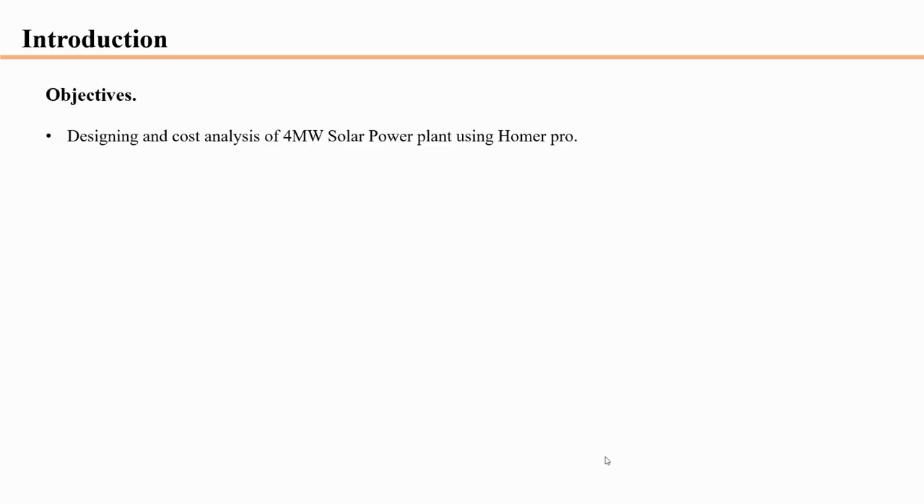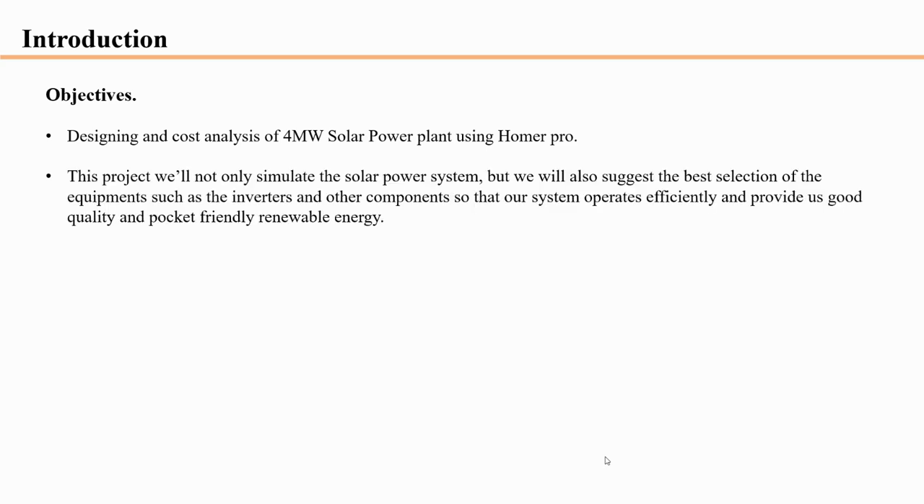The main objectives considered before designing this are, first, to design and do the cost analysis of a 4 megawatt solar power plant using HOMER Pro. The second one is that the project will not only simulate the solar power system, but we will also suggest the best selection of equipment such as inverters and other components so that our system operates efficiently and provides us good quality and pocket friendly energy.